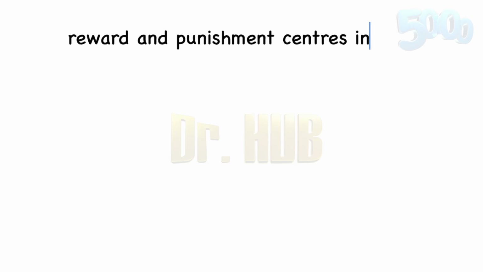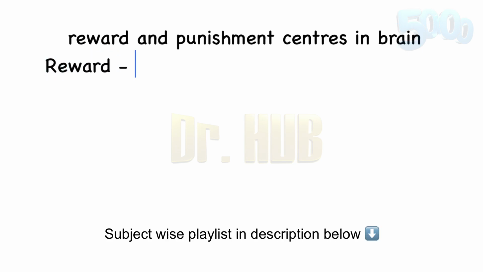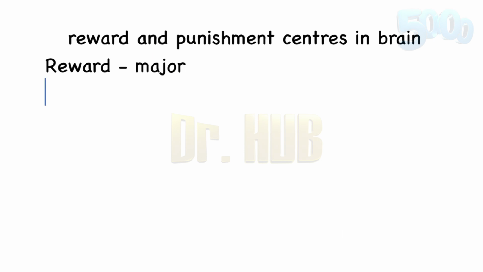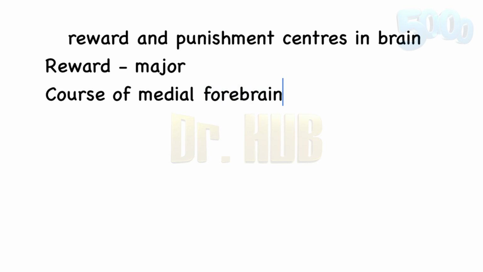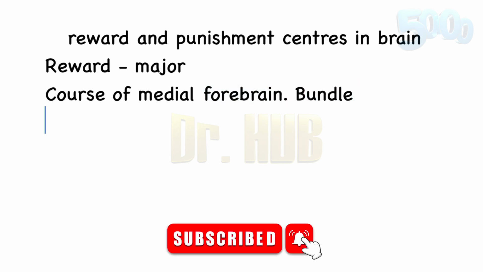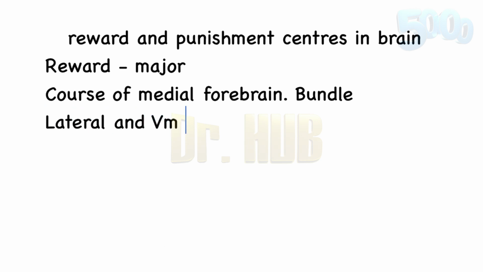Let's look into the reward and the punishment centers in the brain. So what does it include? First, we look at the reward centers. The reward includes the major and the minor. Under major, it includes the course of the medial forebrain bundle. And next is the lateral and the ventromedial nuclei of the hypothalamus.